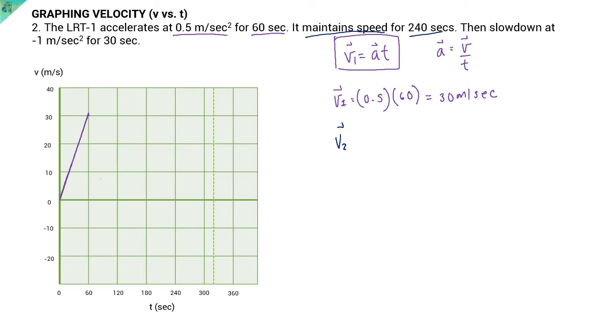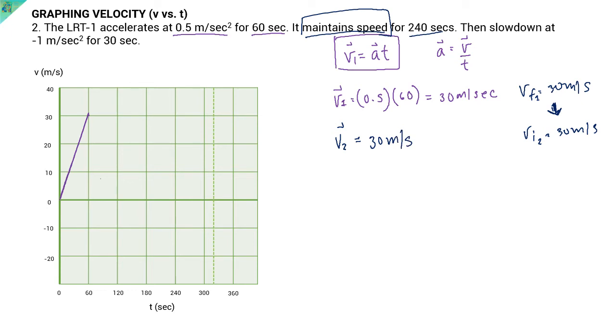Okay, so same as the last time, the final velocity for our situation 1 is actually the initial velocity of our situation 2, right? So if it maintains speed, it means that if the final velocity of situation 1 is 30 meters per second, let me use an arrow. The initial velocity for situation 2 should also be 30 meters per second. So this should be 30 meters per second.